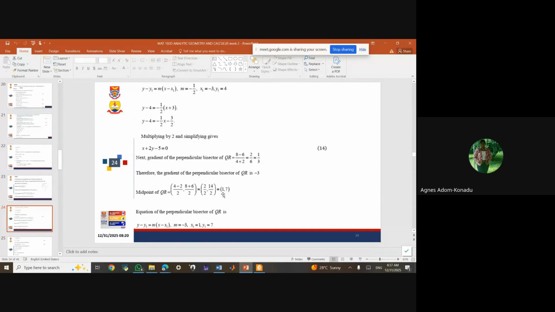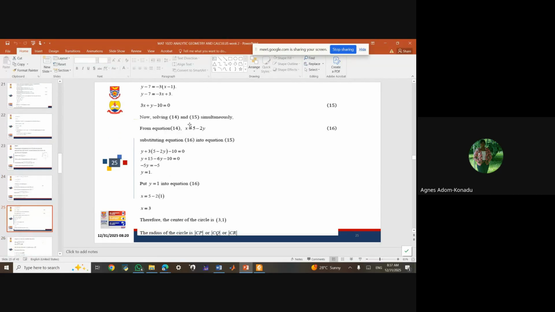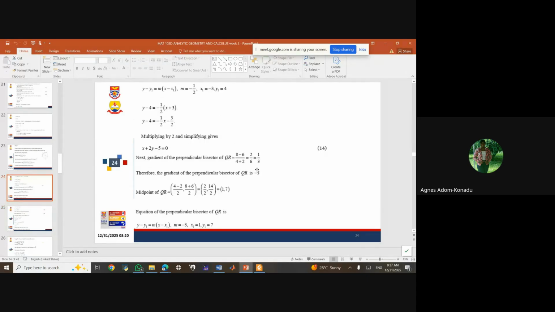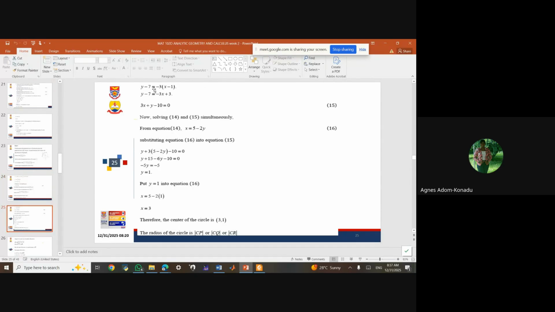So we can find the equation of that perpendicular bisector by y minus y1 is equal to m into x minus x1. Sorry, the gradient for QR is 1 on 3, but the gradient for the perpendicular bisector is the negative reciprocal of 1 over 3, so that is negative 3. My equation would be y minus 7 is equal to minus 3 into x minus 1. You simplify, you're going to get 3x plus y minus 10 equal to 0.